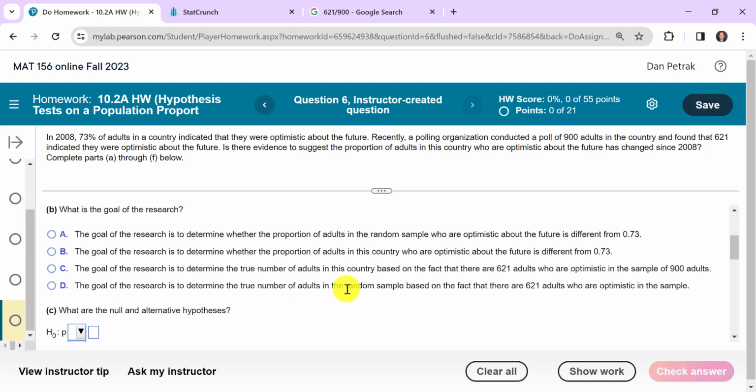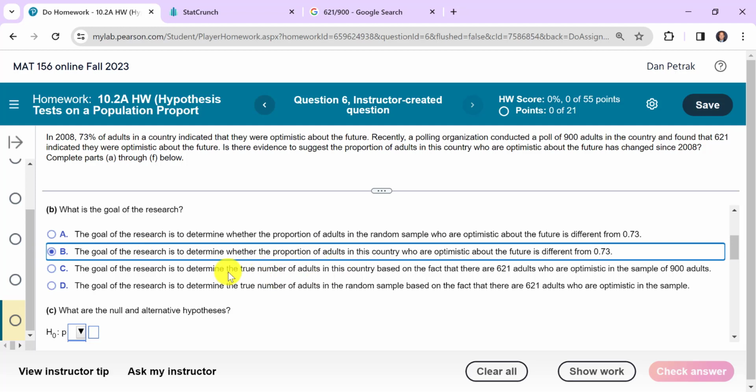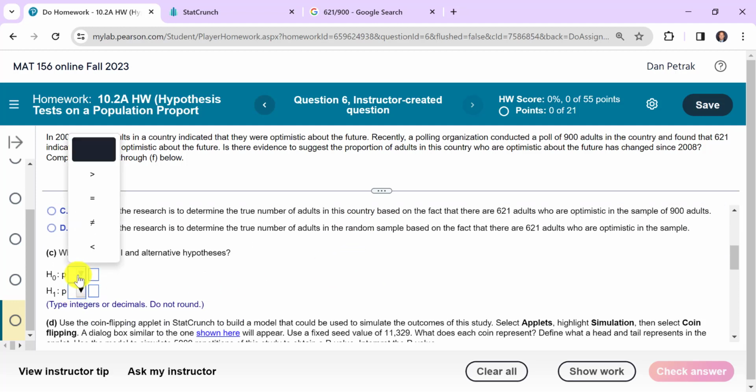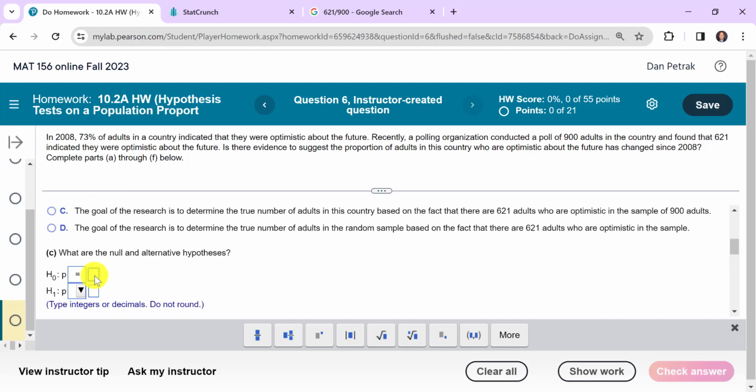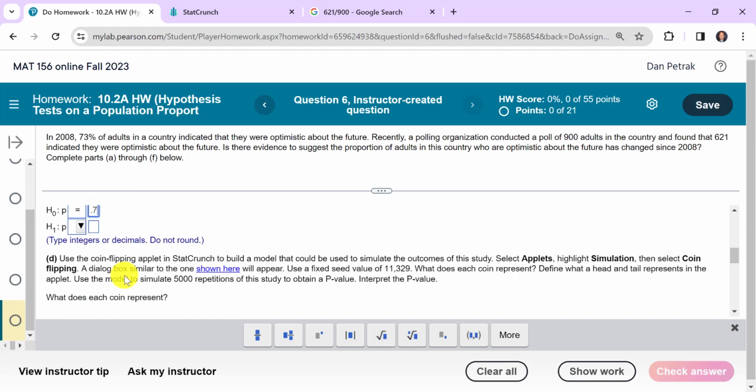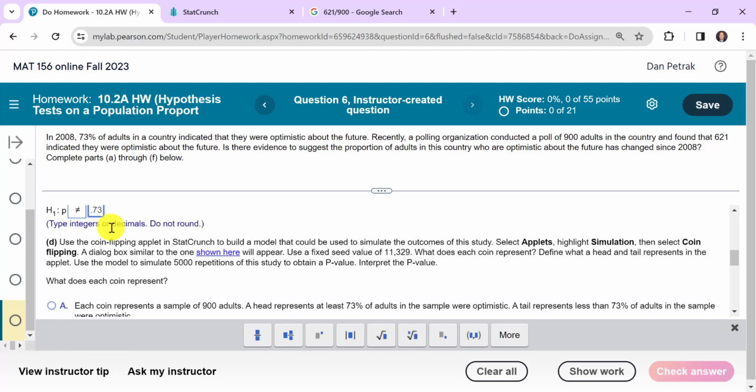And then, what's the goal of the research? Determine if it's changed. So the goal of the research is to determine whether the proportion of adults in the country who are optimistic about the future is different from 73%. So we're trying to make an inference to the whole population, to see if the proportion of adults has changed based off this sample. Our null hypothesis is always equal, so it's equal to where historically it was, 0.73, and the alternative is not equal to 0.73, so it's two-tailed, because we don't say if it's higher or lower. We're saying has it changed.